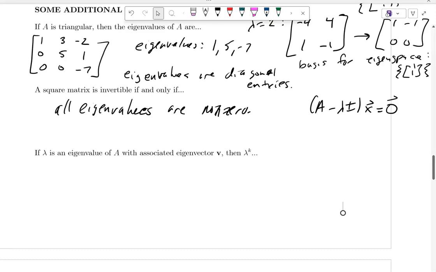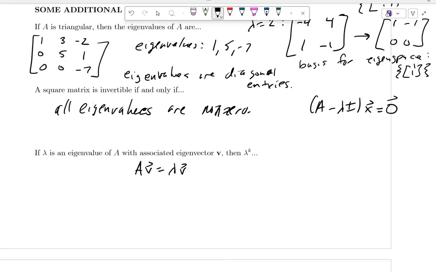All right. What happens when we do powers here? This is interesting. At least I think it's interesting. And this is the whole point, by the way. Well, one of the points. Say we have an eigenvalue and an eigenvector. That means we have this equation, right?